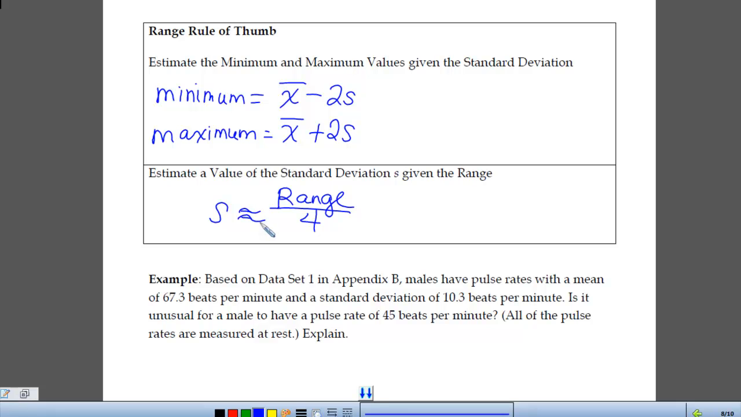So for example, based on data set 1 in Appendix B, males have pulse rates with a mean of 67.3 beats per minute and a standard deviation of 10.3 beats per minute. Is it unusual for a male to have a pulse rate of 45 beats per minute?